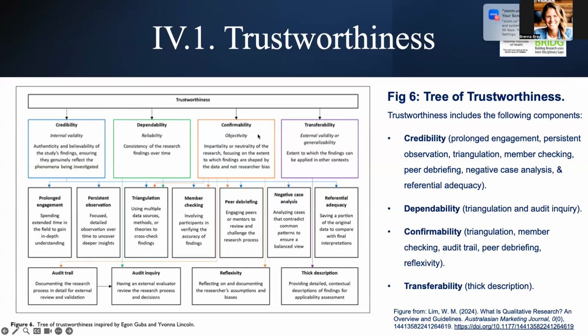Trustworthiness also includes confirmability, and this is really how we maintain objectivity in qualitative research, which is hugely important to its validity. So we maintain impartiality or neutrality. Qualitative research maintains impartiality or neutrality of the research, focusing on the extent to which findings are shaped by the data and not researcher bias. To do this, we use triangulation, member checking, and peer debriefing, as well as an audit trail, so documenting the research process in detail for external review and validation.